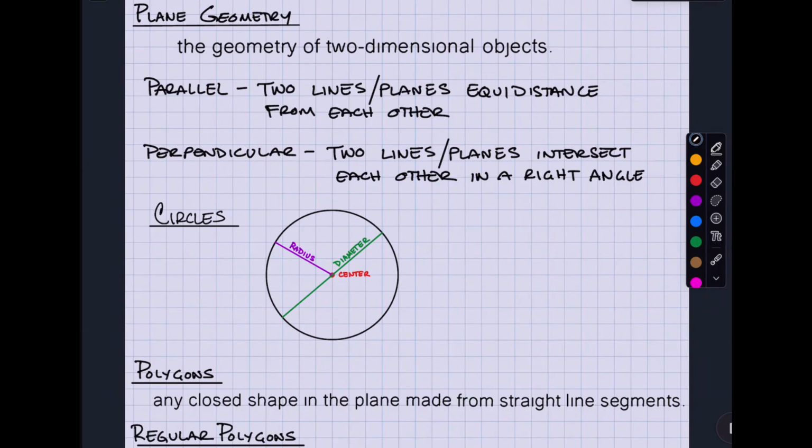So the word perpendicular, the symbol is this right here. And parallel is this symbol right here. Okay. So if you see those symbols, you know it's talking about parallel or perpendicular. Oh, sorry. It's the other way around. Perpendicular means it forms a right angle or a 90-degree angle. Parallel means that's equal distance from each other.